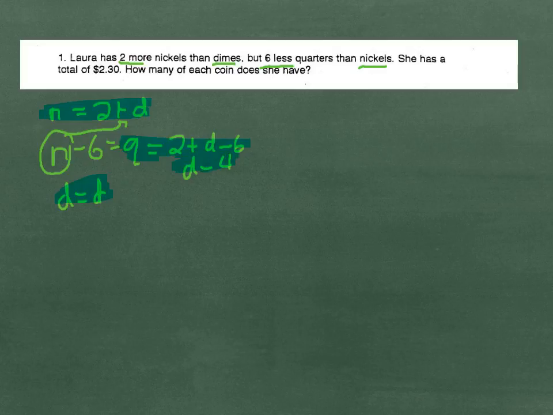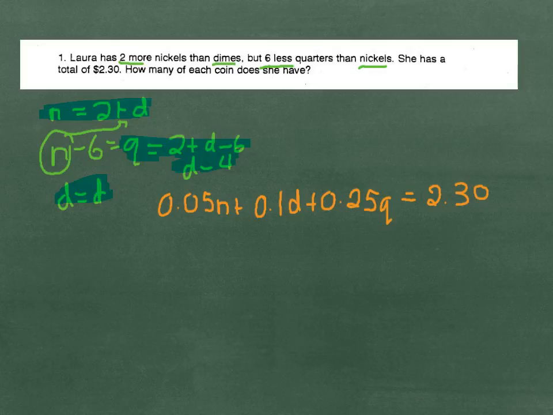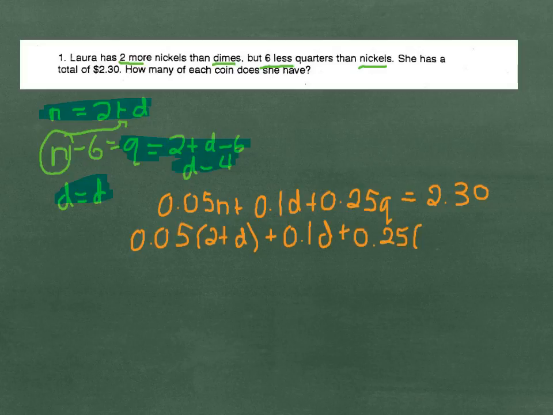So then if we write it out as an equation, you're going to get 0.05 N plus 0.1 D plus 0.25 Q is equal to $2.30. But you know that N is equal to 2 plus D, you know that D is equal to D, and you know that Q is equal to D minus 4. So 0.05, we're going to replace our N with 2 plus D, plus 0.1 D, which is just D, plus 0.25 Q, which is D minus 4. And that's equal to $2.30.